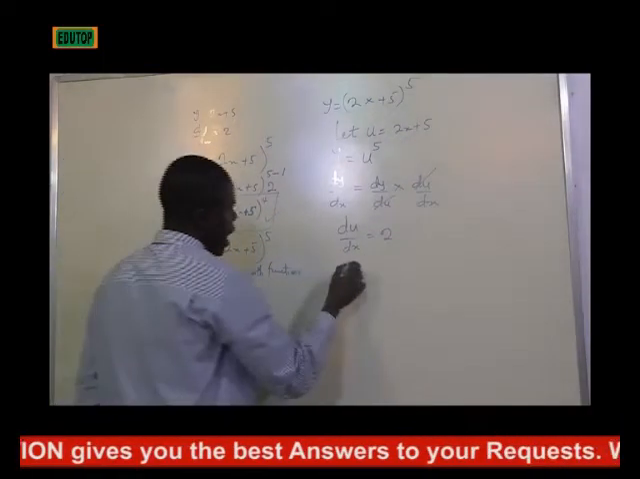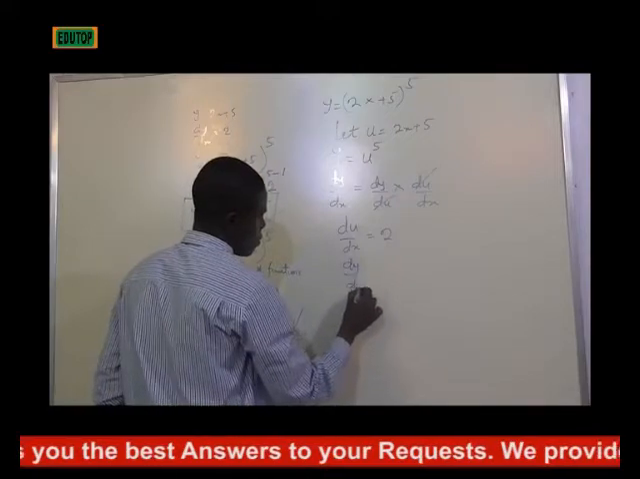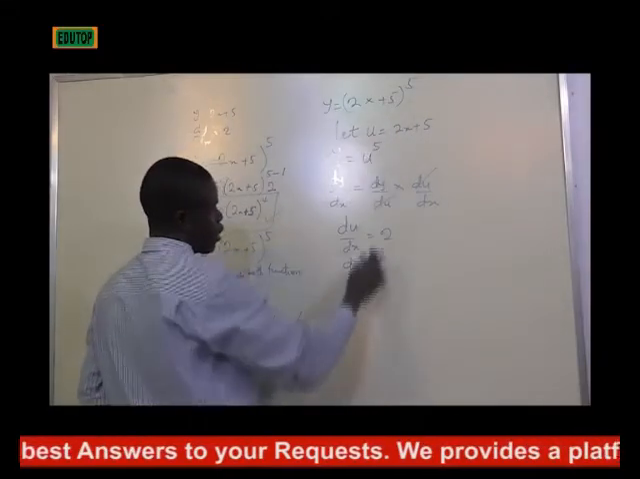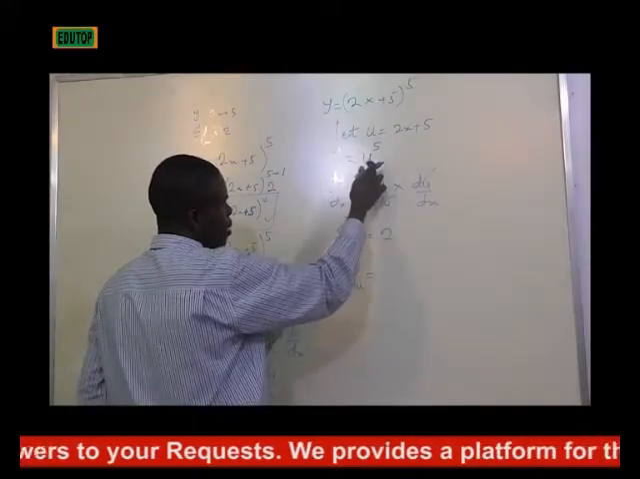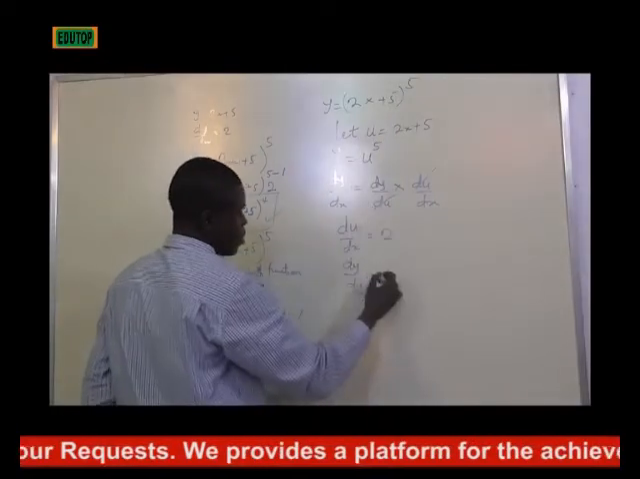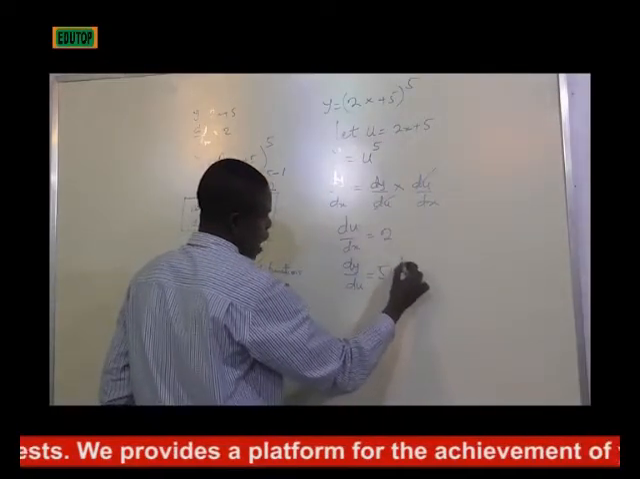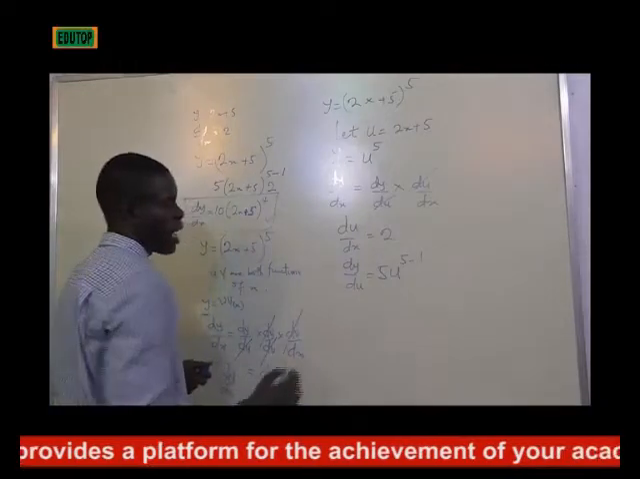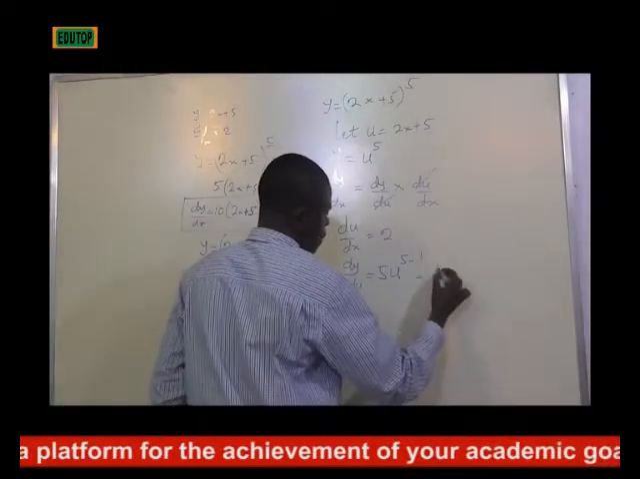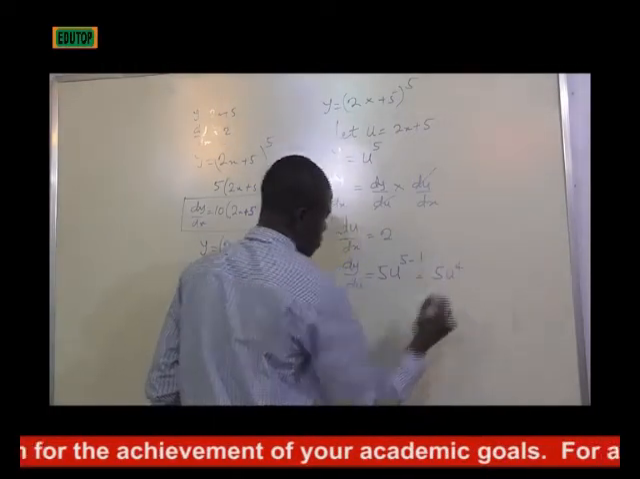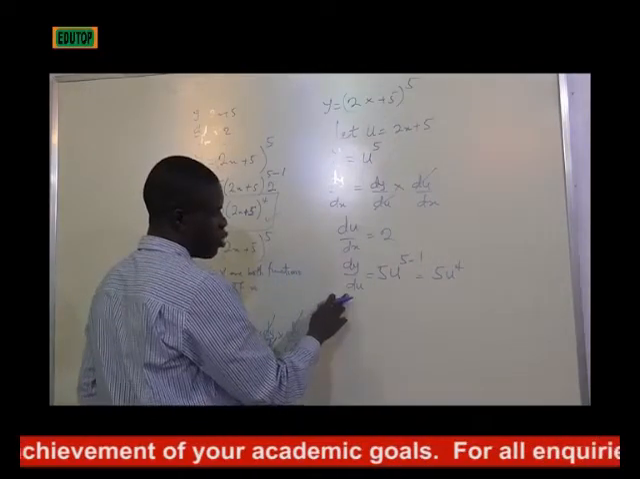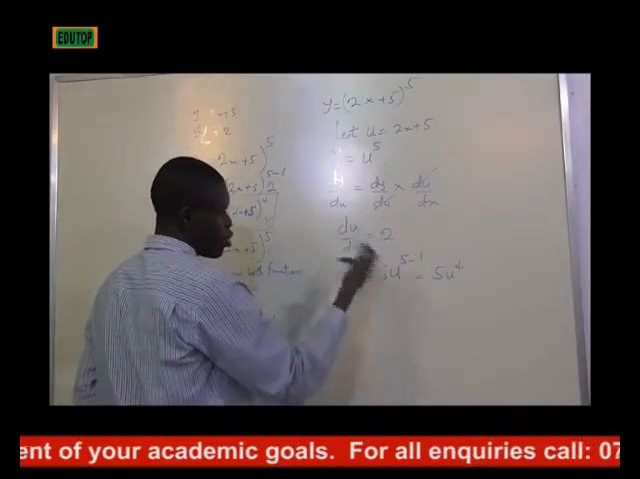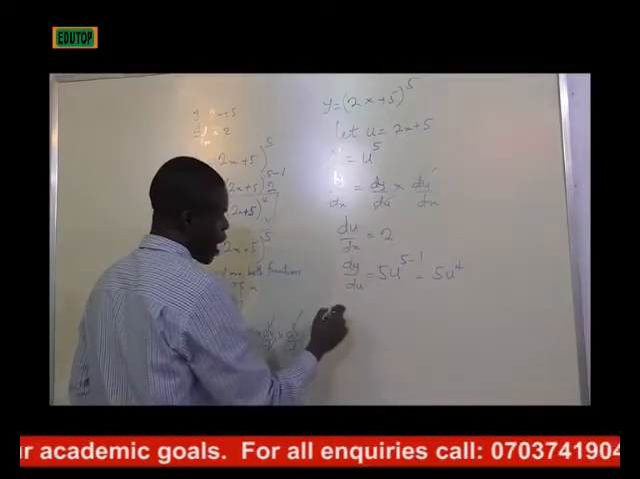Then dy/du. If you have to differentiate dy/du, this is our y, this is our u. So 5 comes to the back, 5 minus 1. That's how to differentiate that, and that will definitely give us 5u raised to power 4. Are we looking for dy/du? No. Are we looking for du/dx? No. What are we looking for? We are looking for dy/dx.